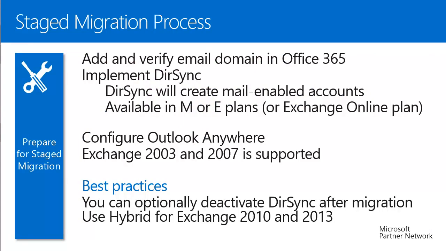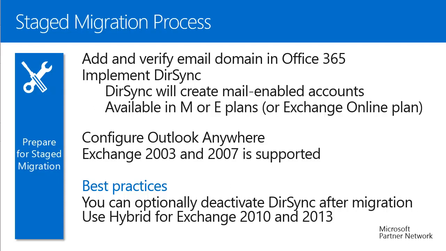The preparation step started with adding and verifying your email domain. This is the very same what we have seen in the IMAP and also in the cutover migration. This time, however, you must implement the directory synchronization tool. This directory synchronization tool will be responsible for creating and setting up the accounts in Office 365. This also causes that you must have an M or E plan for Office 365, or of course the standalone Exchange Online plan will be also suitable for the stage migration process.